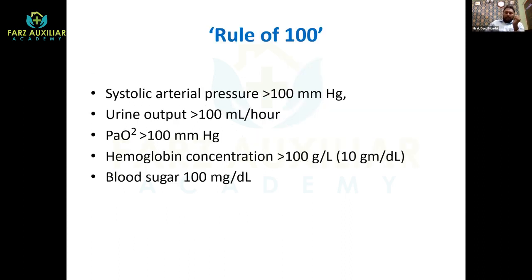And there is a rule of 100. Your systolic blood pressure should be kept more than 100. MAP is usually kept more than 70. Urine output we keep around 0.5 to 3 ml per kg per hour. PO2 should be kept more than 100. Hemoglobin concentration should be more than 10 gram. And sugar should be more than 100. This is called the rule of 100. This is a very handy thing because this rule of 100 is often asked in the EDIC exam, and it's very easy to remember.